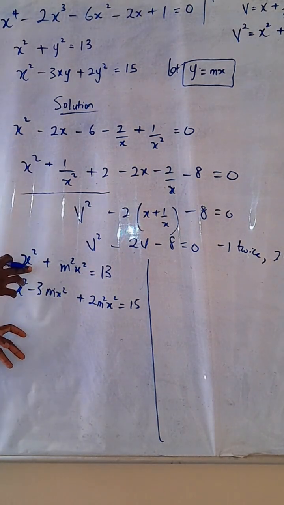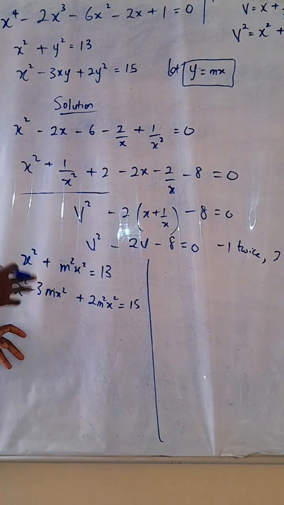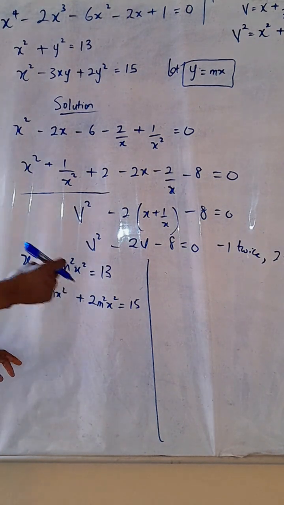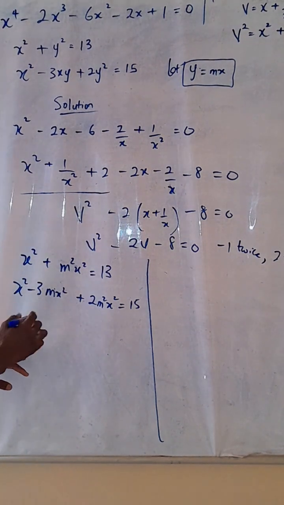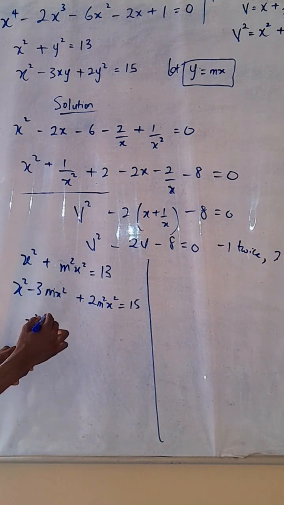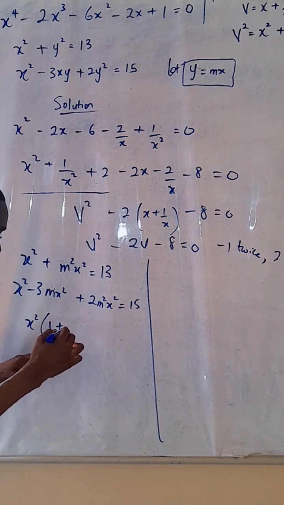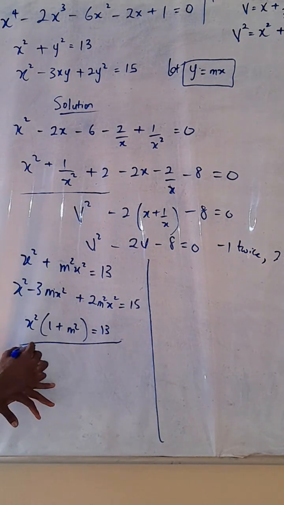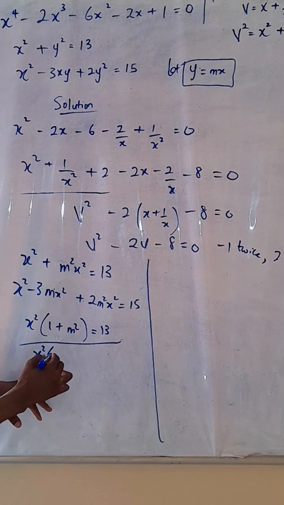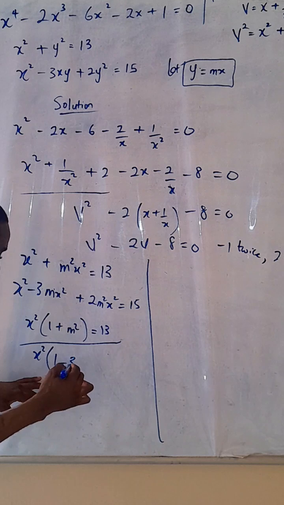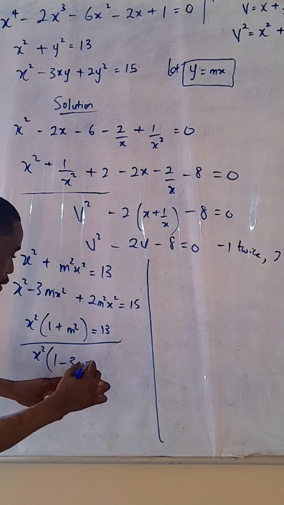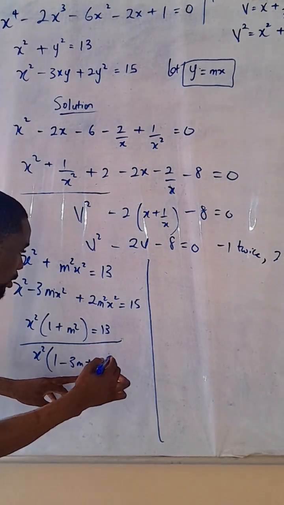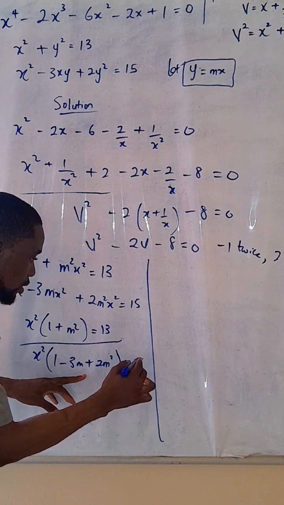At this point, what I'll do is factorize x squared out from equation 1 and equation 2, and then I'll divide. So let's go. X squared comes out, remains 1 plus m squared, all equals to 13, all over x squared comes out, what remains? 1 minus 3m plus 2m squared, all equals to 15.